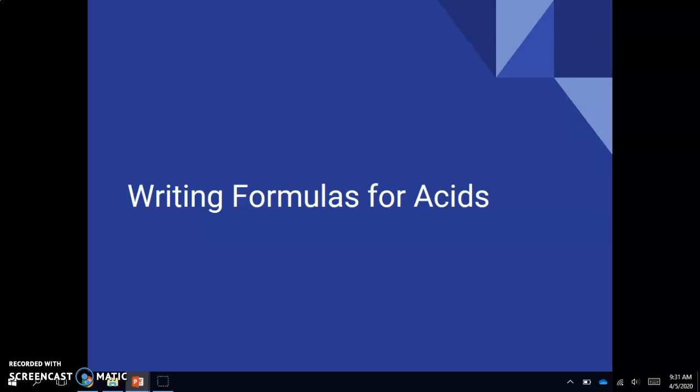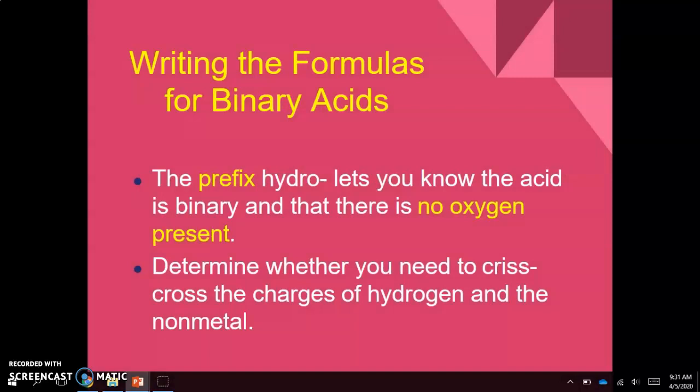Now that we've learned how to name acids that contain oxygen and that do not contain oxygen, let's take a look at going backwards and writing the formulas for acids when given their name. So basically we're just going to be working backwards.